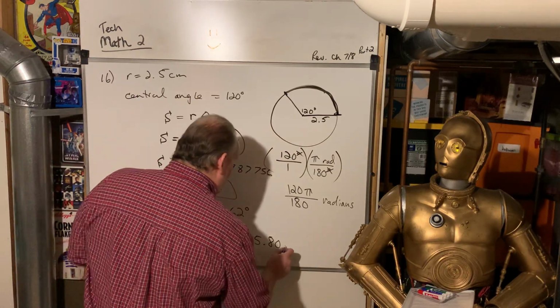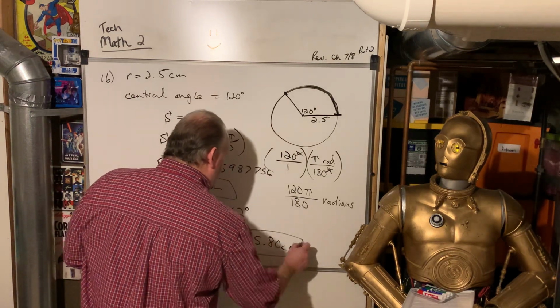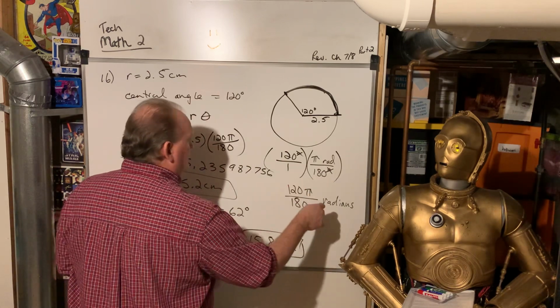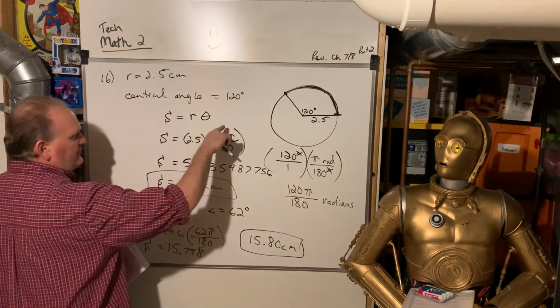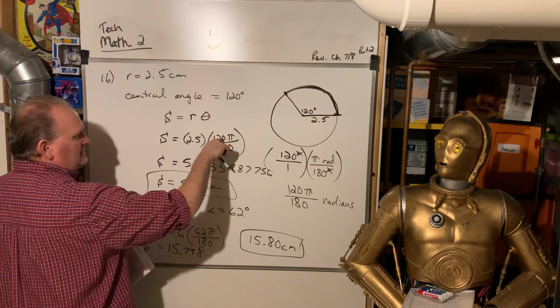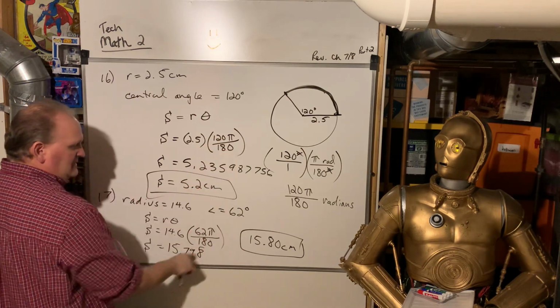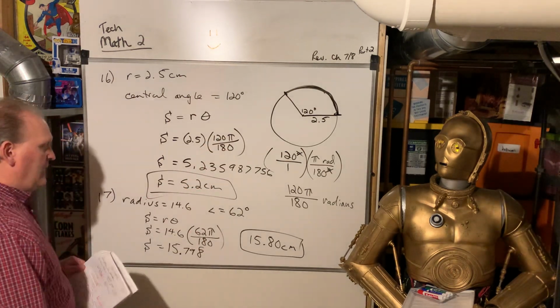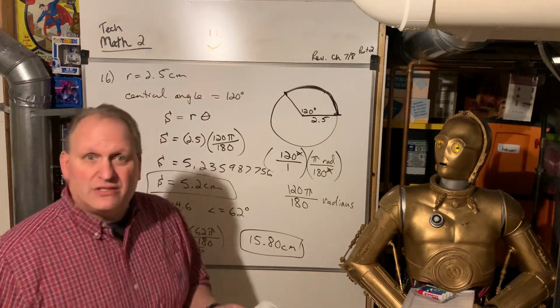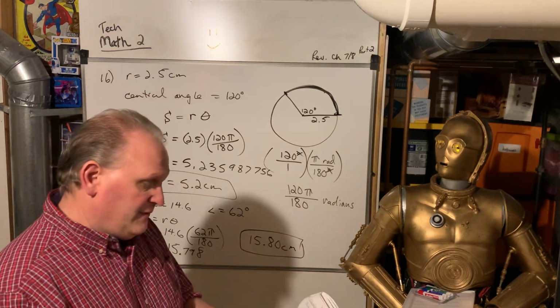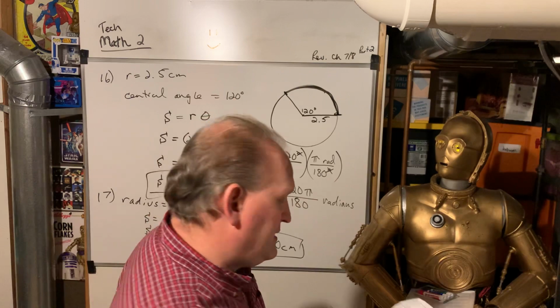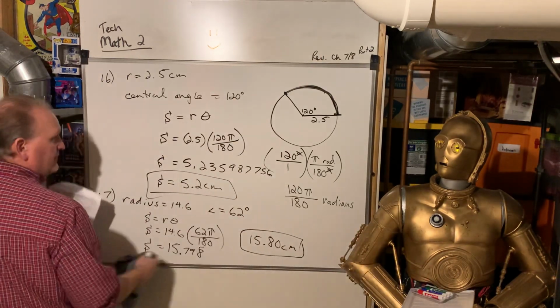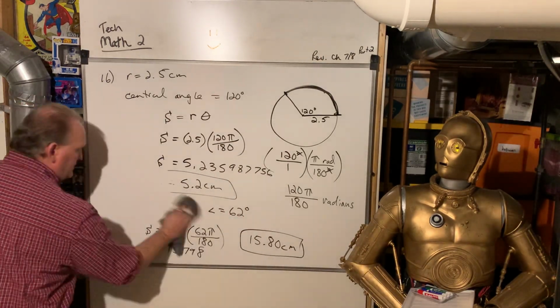I did have a past student say, wait, instead of doing this separately, couldn't we just put that into the formula? Just put the degrees times pi divided by 180, because that's always what's going to happen. And yeah, you could do that if that makes it simpler for you. Have at it. All right, so there we are, 5.2 and 15.8.